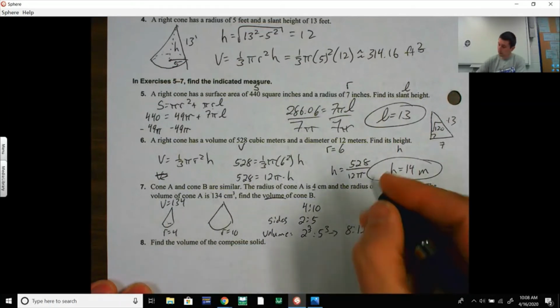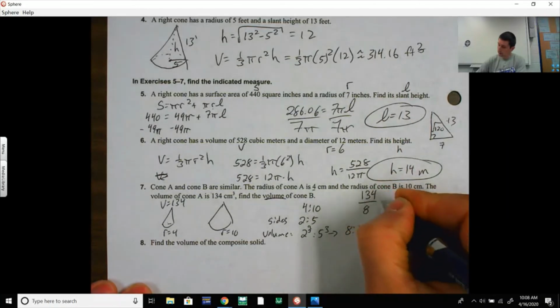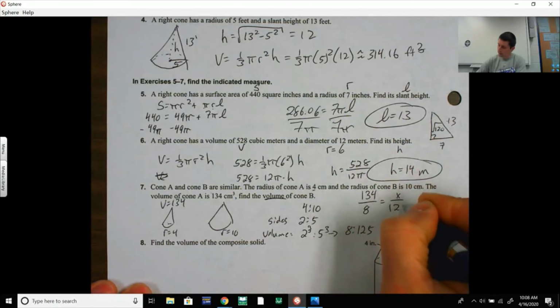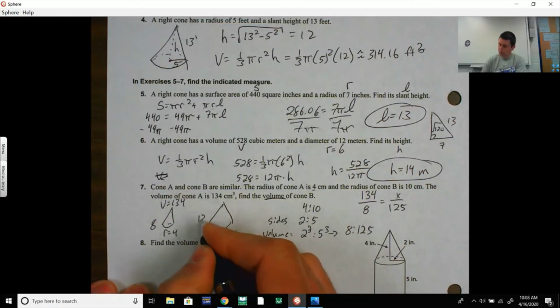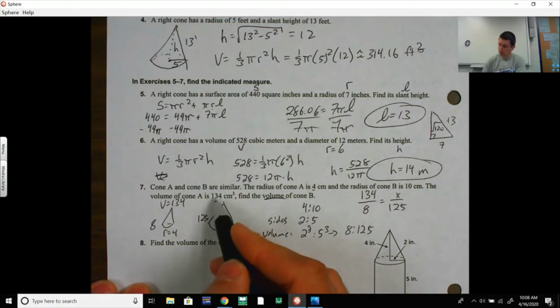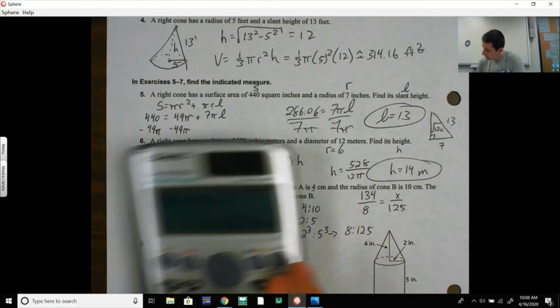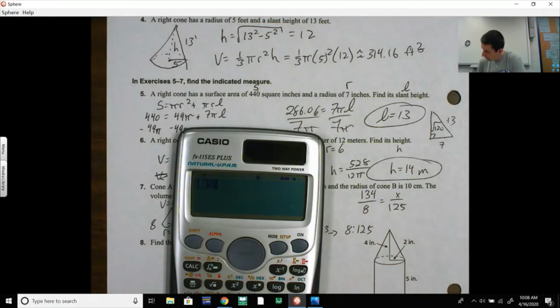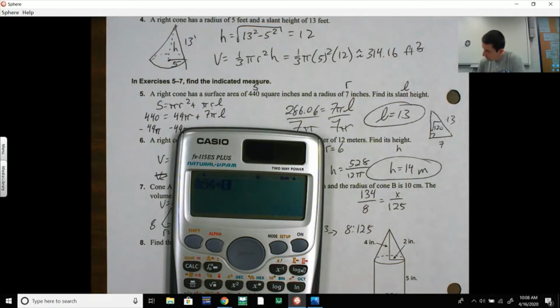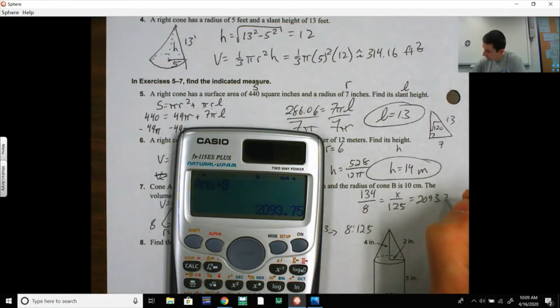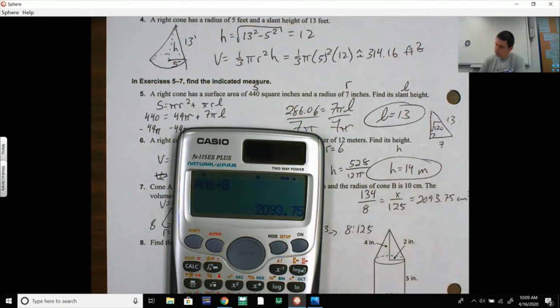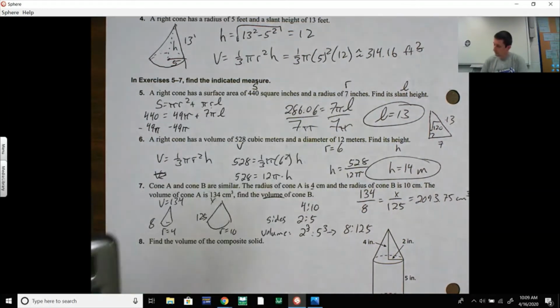So 134 over 8 equals x over 125. So for every 8 we have here, we have 125 over here. So 134 over 8 equals x over 125. So 134 times 125 divided by 8, we get 2,093.75 cubic centimeters.